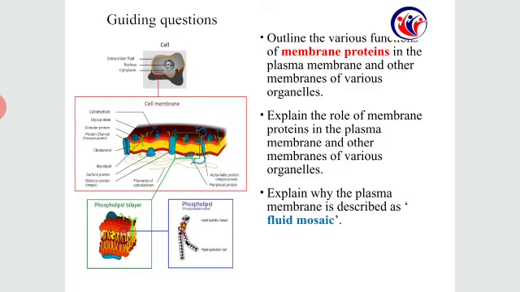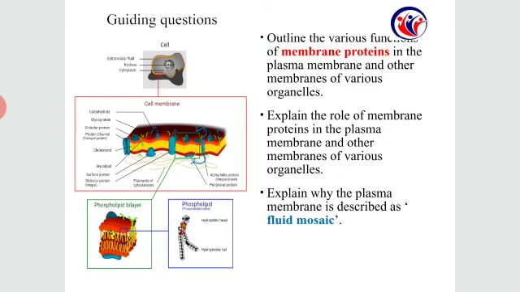Take note of some of the commands in this question such that you avoid misfiring. Now, for example, in the first question, outline the various functions of membrane proteins in the plasma membrane and other membranes of various organelles. The same question is repeated but differently. The question is now, explain the role of membrane proteins in the plasma membrane and other membranes of various organelles. The first one, outline. This one says explain.